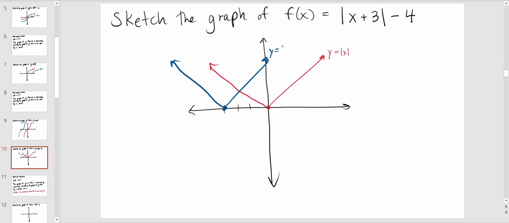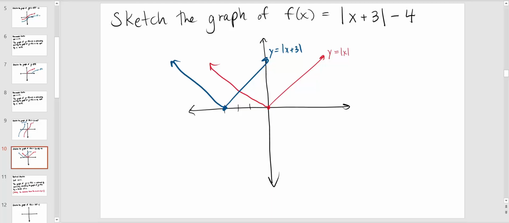This is just y equals the absolute value of x plus 3. That's not the final graph. All I've done is the horizontal shift. Then from that new blue graph, we're going to subtract 4. So we're going to shift this graph down 4 units. We're going to shift the blue graph because that's the one that we're subtracting 4 from, not the red graph.